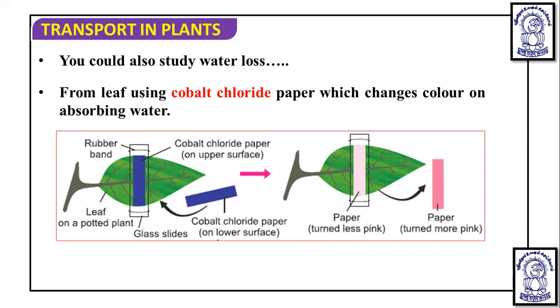Now the cobalt chloride paper on the lower surface as well as on the upper surface is blue in color, and on both sides the paper is covered by glass slides and then tied with a rubber band. Now when transpiration occurs, water loss occurs, and the paper turns pink. On the lower side the paper turns more pink, and on the upper side the paper turns less pink. This conversion from blue to pink indicates that the cobalt chloride is coming in contact with water, due to which it changed into pink color. So it shows that water is lost from the particular leaf surface.